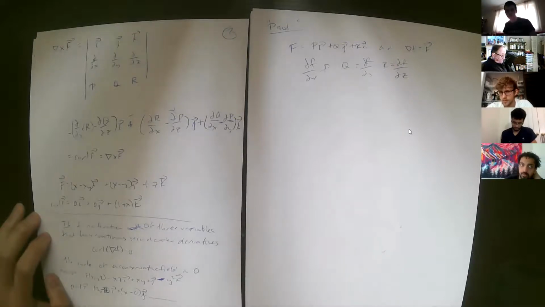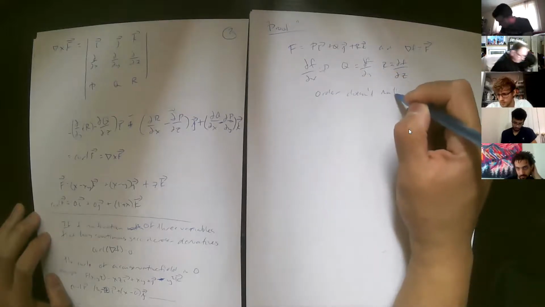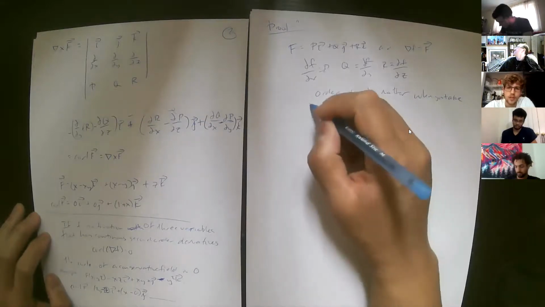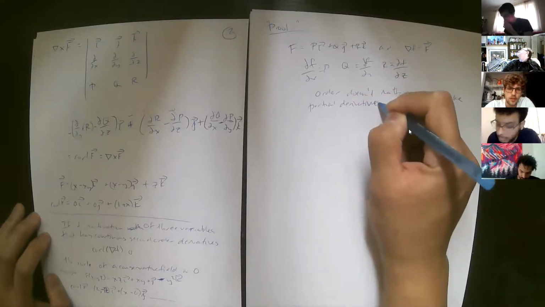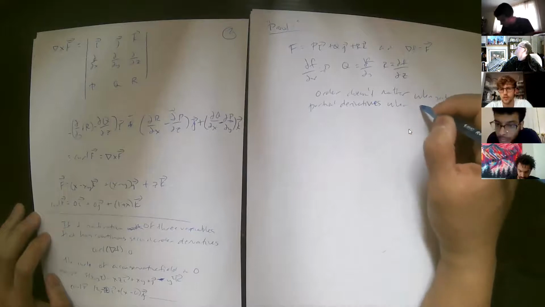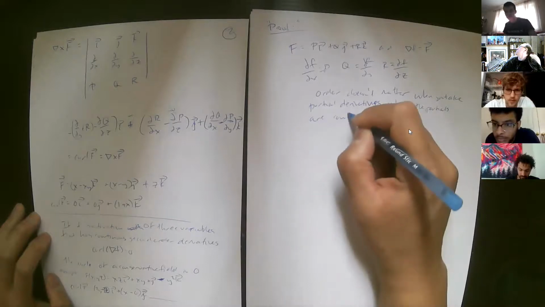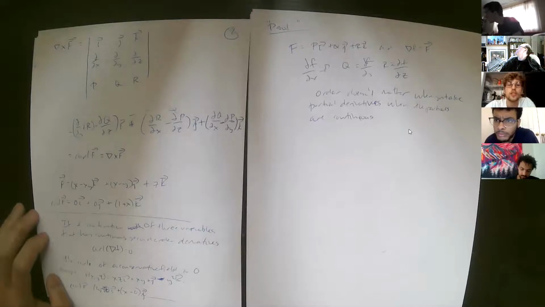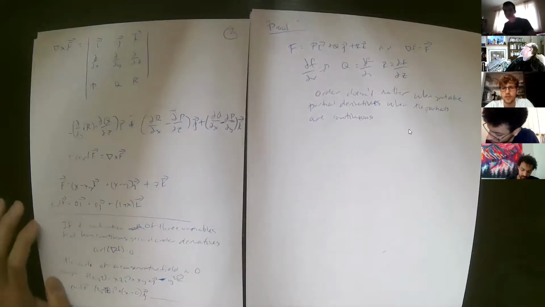Order doesn't matter when you take partial derivatives when the partials are continuous. Could you say that one more time? Order doesn't matter when you take partial derivatives if the partial derivatives are continuous.